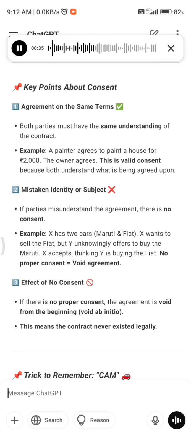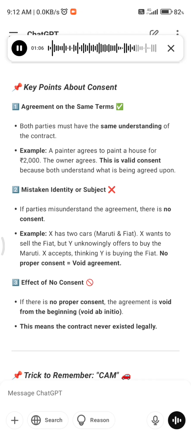2. Mistaken identity or subject. If parties misunderstand the agreement, there is no consent. Example: X has 2 cars, Maruti and Fiat. X wants to sell the Fiat, but Y unknowingly offers to buy the Maruti. X accepts, thinking Y is buying the Fiat. No proper consent equals void agreement. Effect of no consent: the agreement is void from the beginning, void ab initio. This means the contract never existed legally.